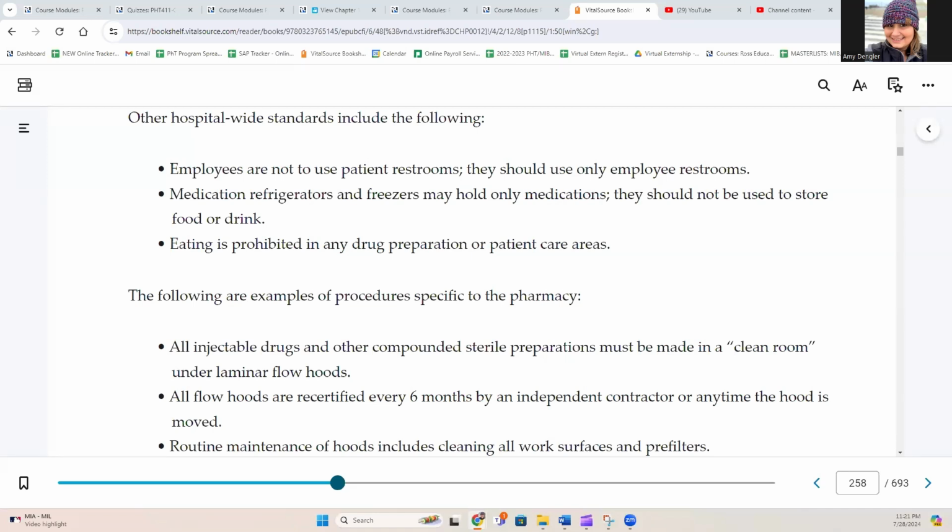Other hospital-wide standards include the following. Employees are not to use patient restrooms. They should only use employee restrooms. Medication refrigerators and freezers may hold only medications. They should not be used to store food or drink. Eating is prohibited in any drug preparation or patient care area.